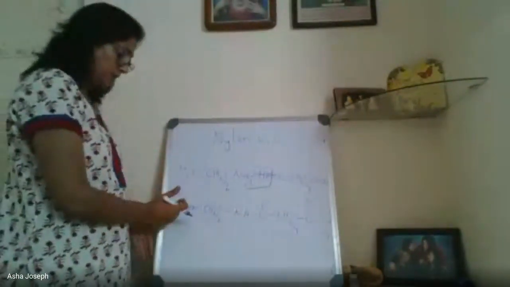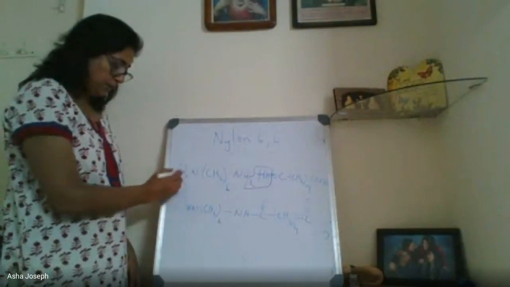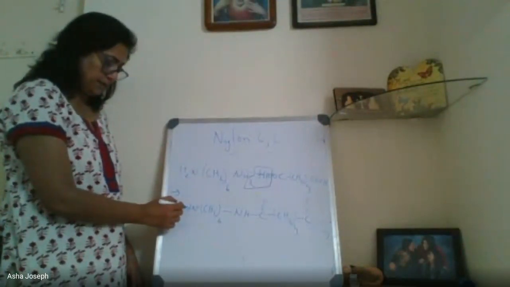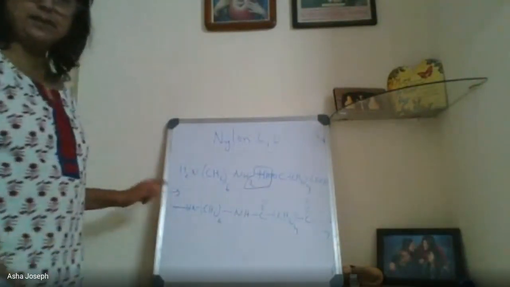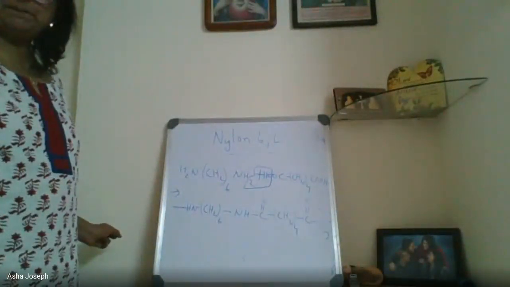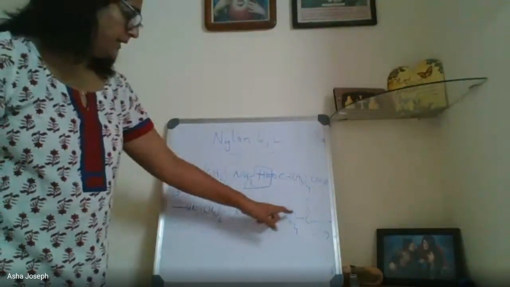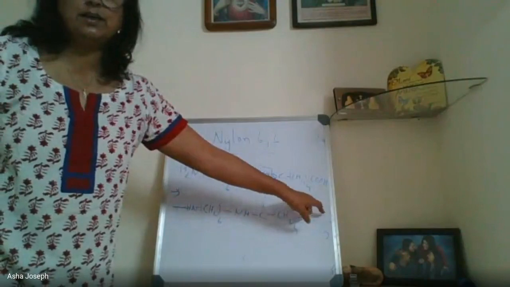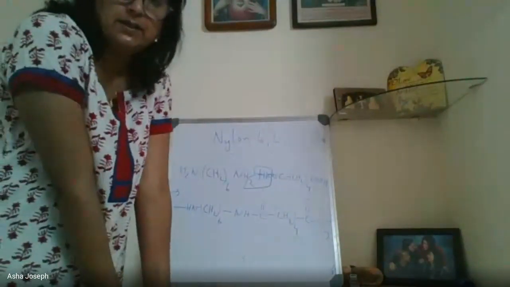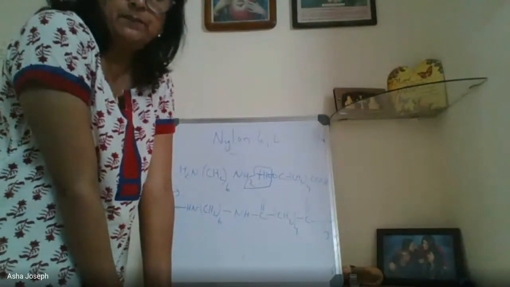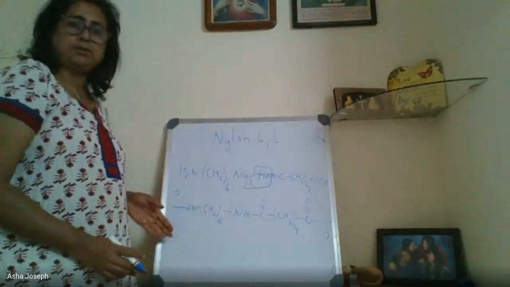So the end also we should write. I didn't put NH2 here, I put H here. The meaning is here another adipic acid molecule will come. And at that end, I didn't put OH because you know that another hexamethylene diamine will come. Have you understood? This is how we will write the polymer.